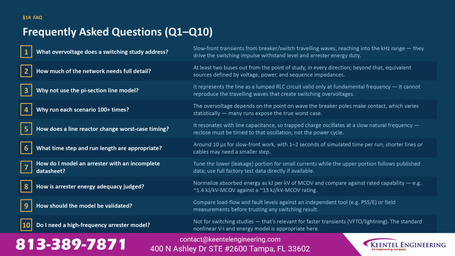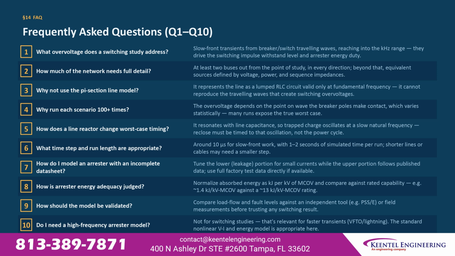Why run each scenario 100 or more times? The overvoltage depends on the point on wave at which breaker poles close, which varies statistically. Many runs are needed to expose the true worst case. How does a shunt reactor change the worst case timing? The reactor resonates with line capacitance, causing trapped charge to oscillate at a slow natural frequency. The reclose must be timed to that oscillation, not to the power cycle.